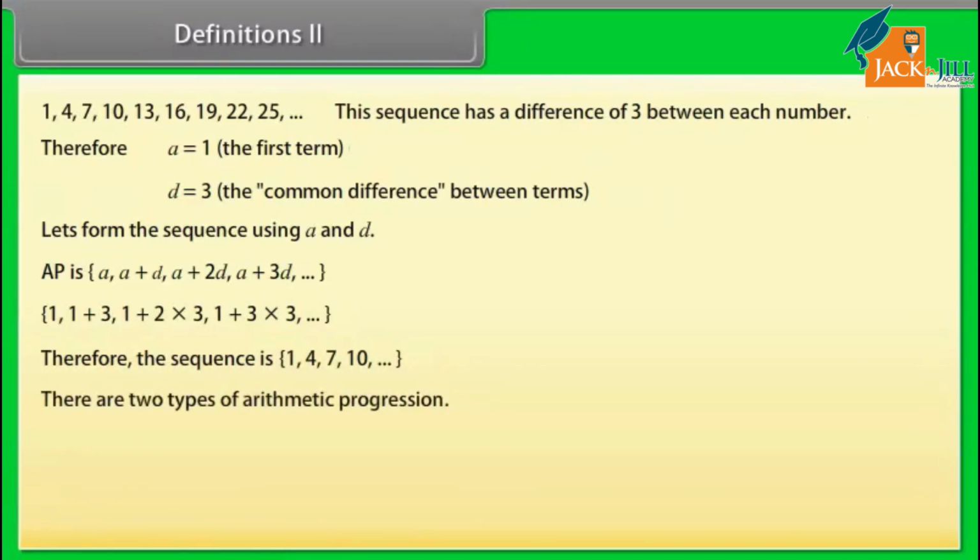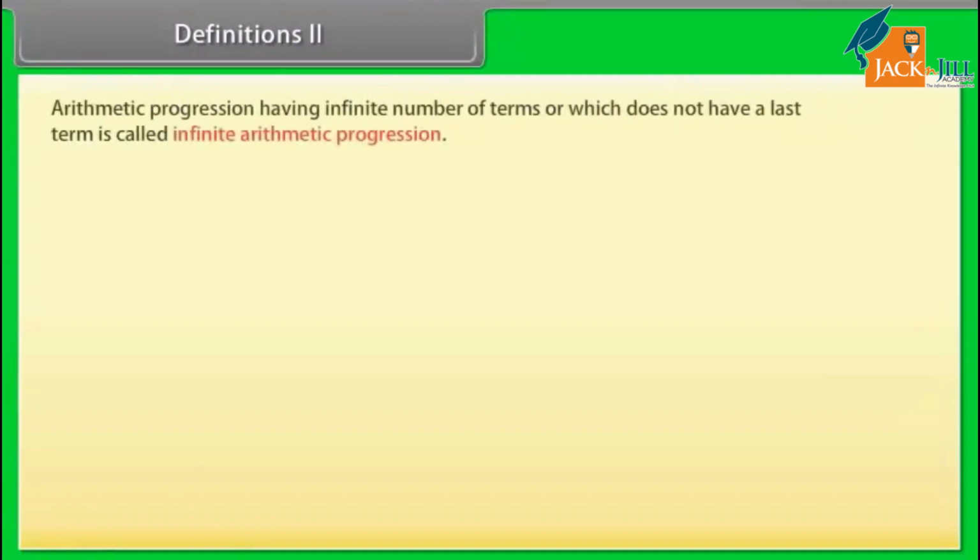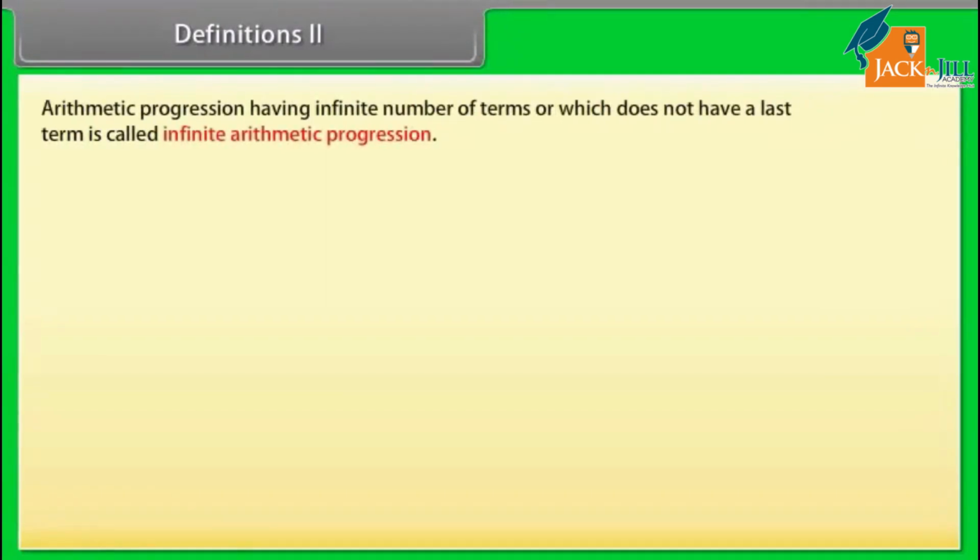There are two types of arithmetic progression: finite arithmetic progression and infinite arithmetic progression. The arithmetic progression having a finite number of terms, or which has a last term, is called finite arithmetic progression. And arithmetic progression having an infinite number of terms, or which does not have a last term, is called infinite arithmetic progression. Here are some examples of infinite arithmetic progressions.